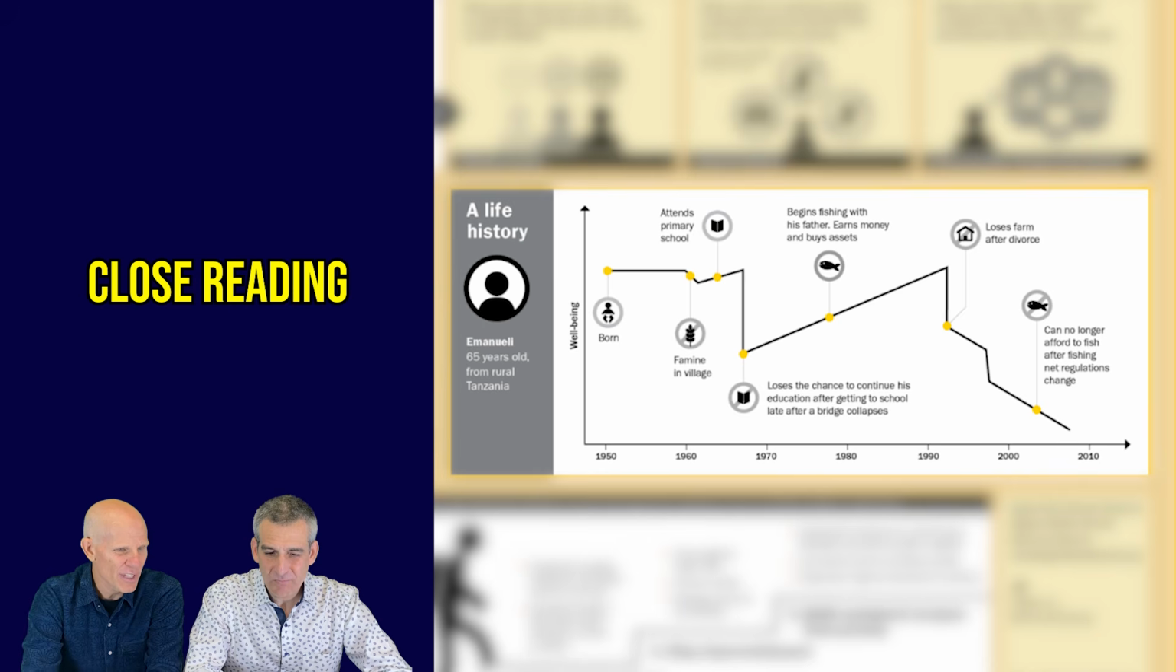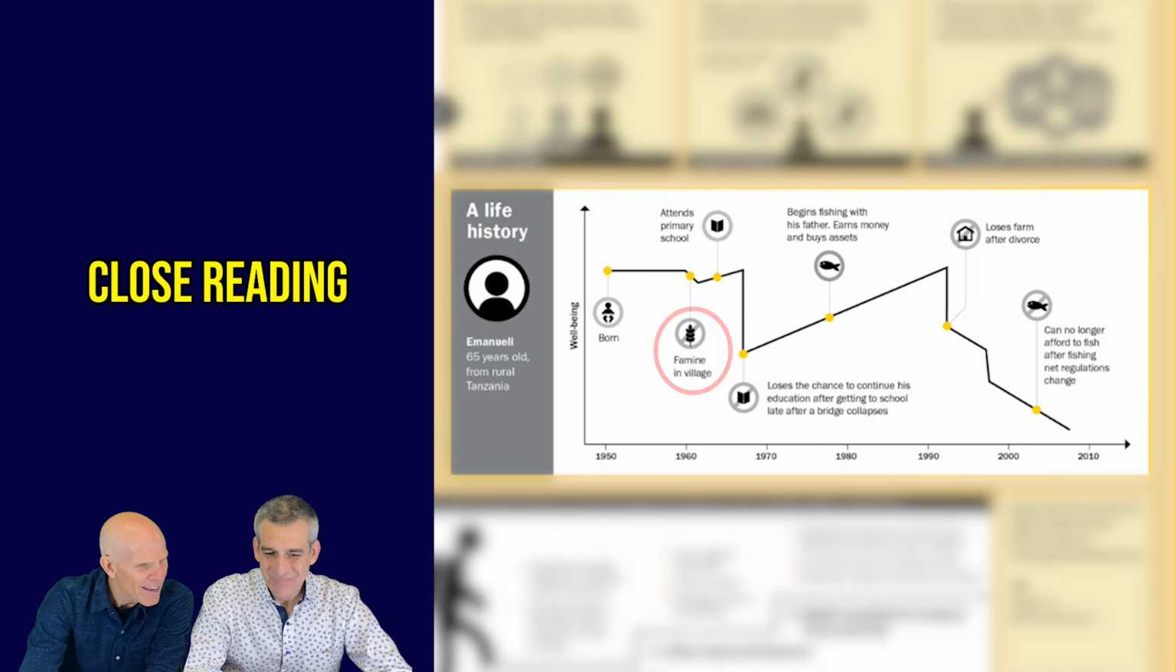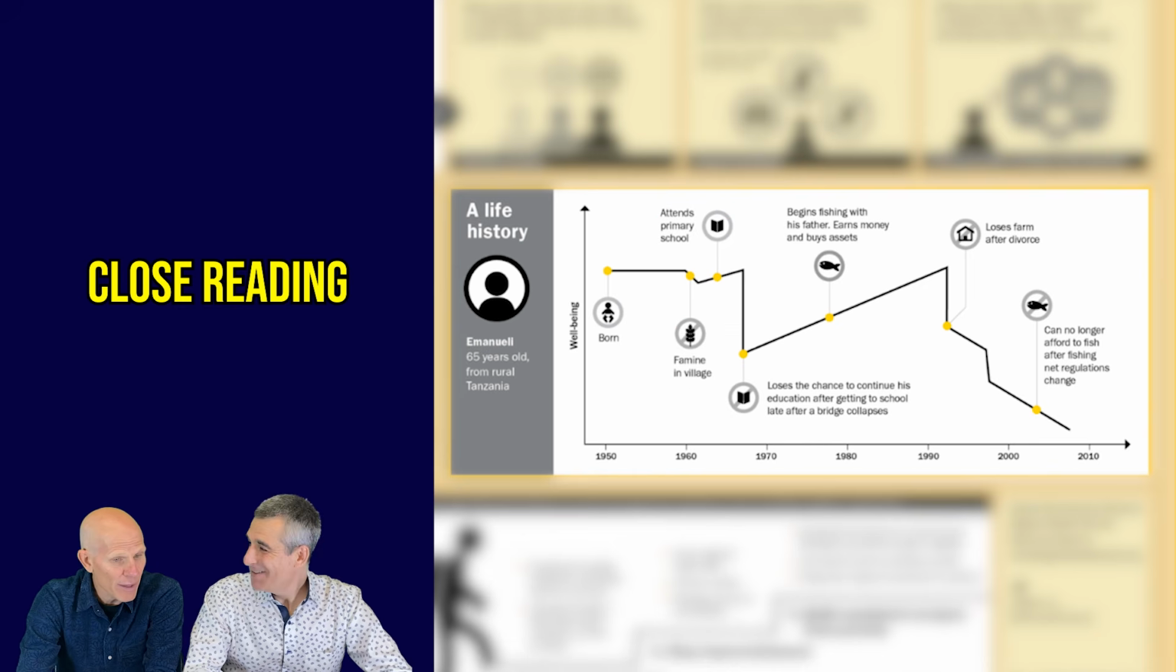of an impact. And we see his lifespan, when he's born, how he attends primary school, but then again, we have famine and some of the things that have befallen Emmanuel. I think it's interesting. These are the things that he struggles with, right? He has divorce. He can't afford to take care of his family.